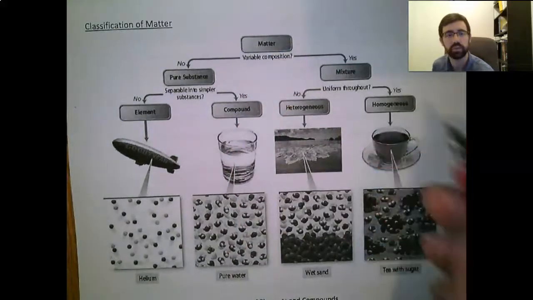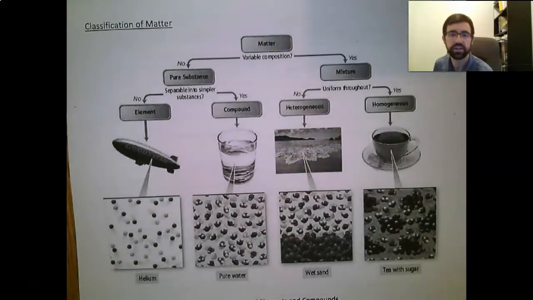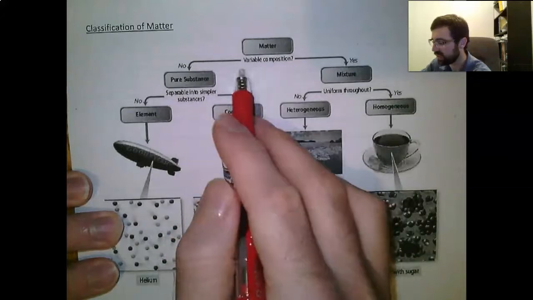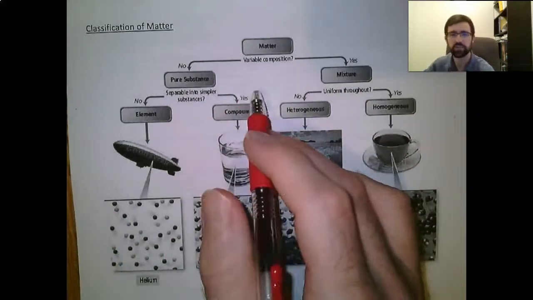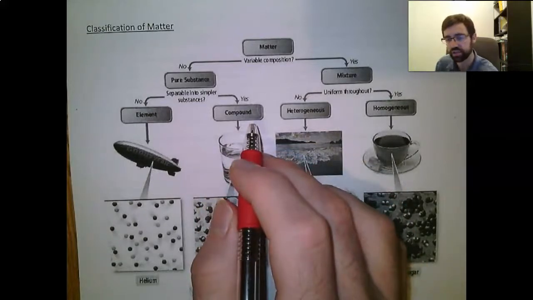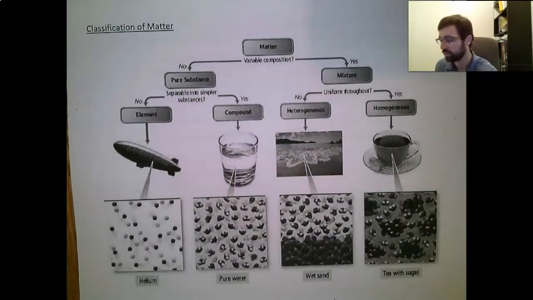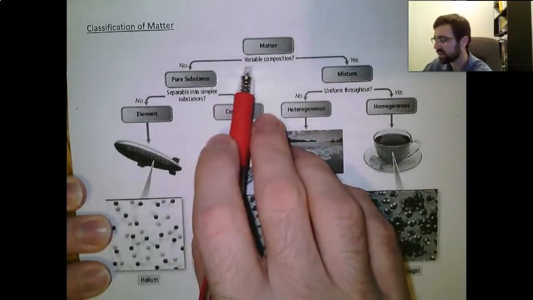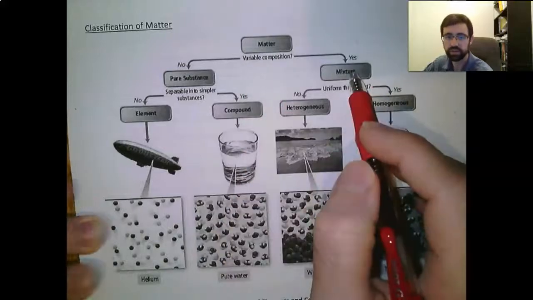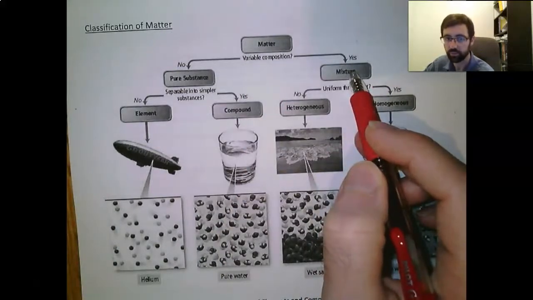So then the question becomes, is the composition variable? Is it a different type of substance as you look throughout it? If it's got a variable composition, or you could say that you could change the amount of substance without changing its properties, you could change the ratio of components without changing its properties that much, that is a variable composition. Then it's a mixture, and we can break mixture down a couple different ways.